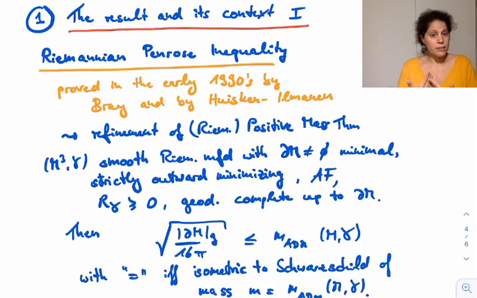The manifold should be asymptotically flat, have non-negative scalar curvature, and be geodesically complete up to the boundary. And in that case, the square root of the area over 16 pi, which is the notion you've seen before, and that before I called the mass of the black hole horizon, is always less than or equal to the ADM mass of the whole manifold, with equality if and only if it's isometric to the Schwarzschild manifold of mass m, being this ADM mass.